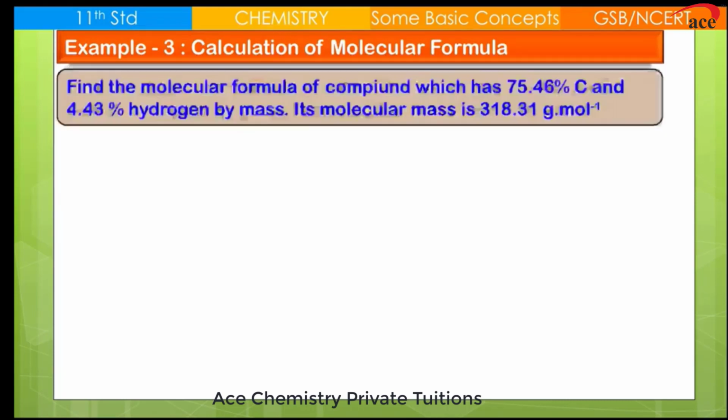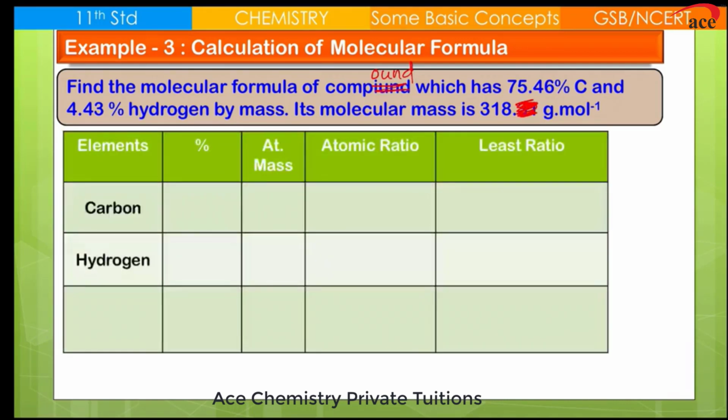What next? Example number 3, where we will calculate molecular formula. Find molecular formula of a compound which has 75.46% of carbon, 4.43% of hydrogen, and 318 gram per mole of molecular mass. What we do, we write the percentage. Percentage of carbon is 75.46. Hydrogen is 4.43. Add it. How much will it be? Is it coming to 100? No. Then we have one more element. Which is that element? Oxygen.